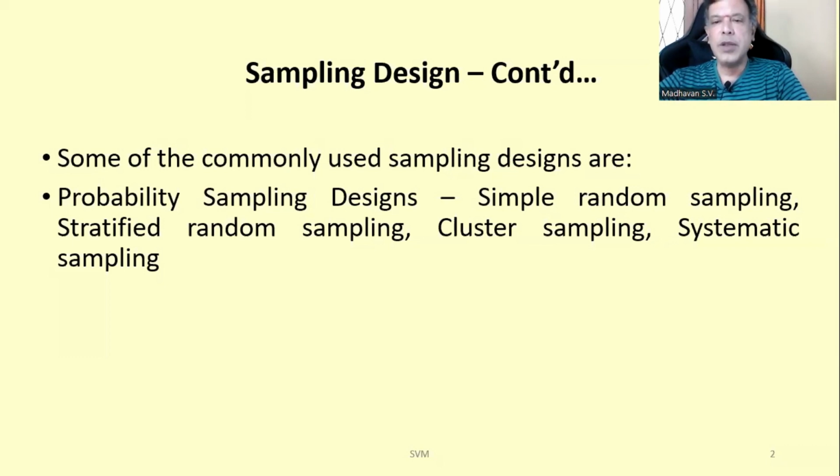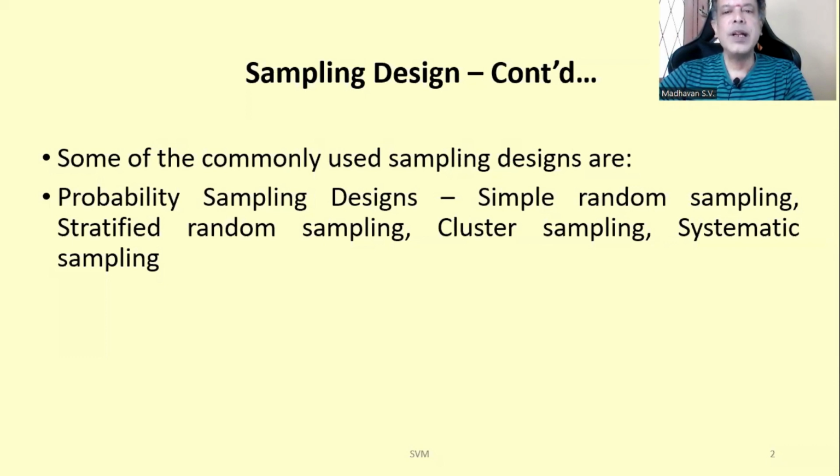In systematic sampling, we identify the population size and then the sample size. Let us say the population size is capital N and the sample size is small n. Then we calculate what is called the sampling interval, small k, and that small k is calculated as capital N divided by small n. So you get a sampling interval.